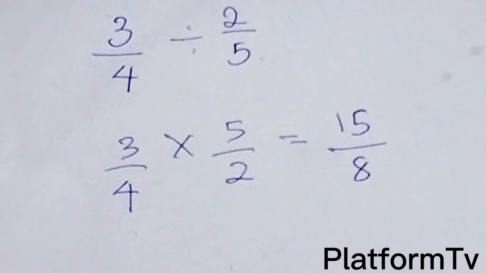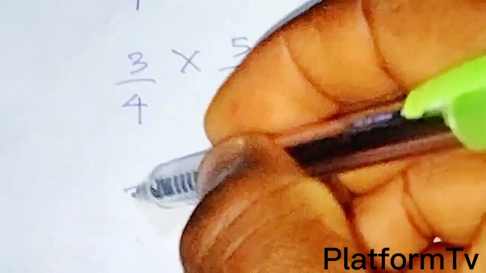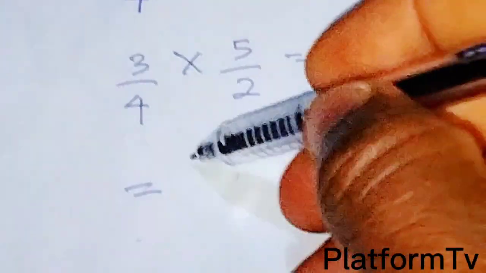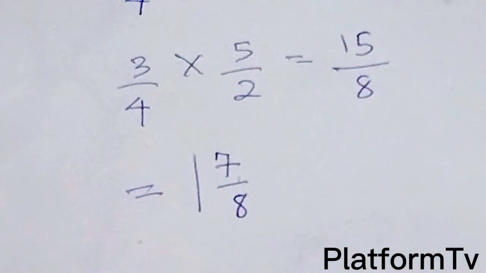which is an improper fraction, right? To convert this now to a mixed number, we'll do the following. Our answer will now be 1 and 7 over 8. So remember, when dividing fractions, flip the second fraction and then multiply.